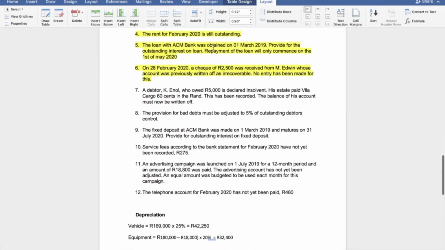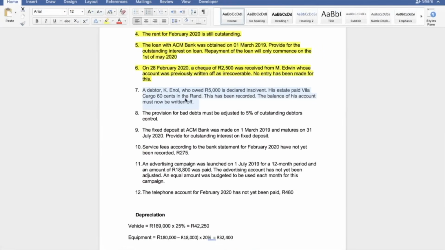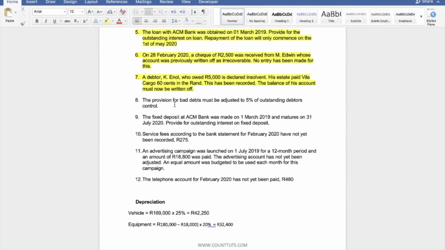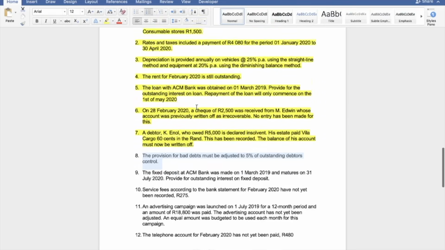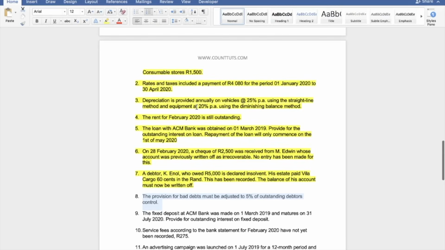So remember, we can see with every transaction that you do, it affects at least 2 accounts or 2 line items in your pre-adjustment trial balance. And the next one, provision for bad debts must be adjusted to 5% of outstanding debtors control. Provision for bad debts is a negative asset account. So here's how you do it.